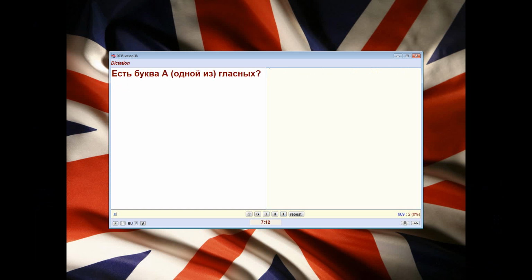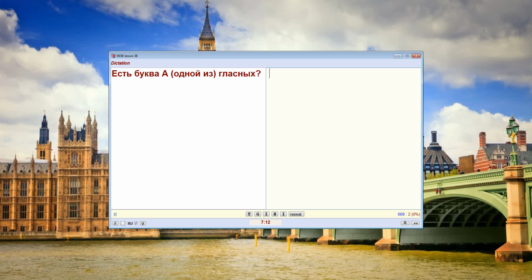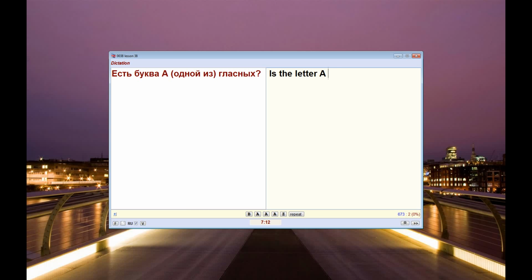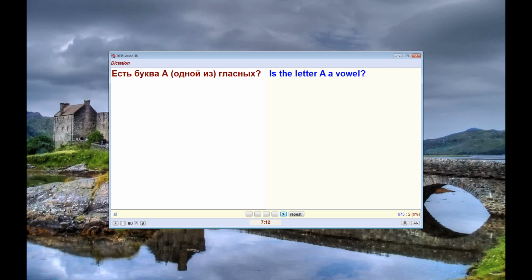Is the letter A a vowel? Yes, the letter A is a vowel.